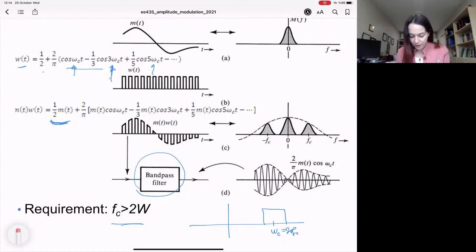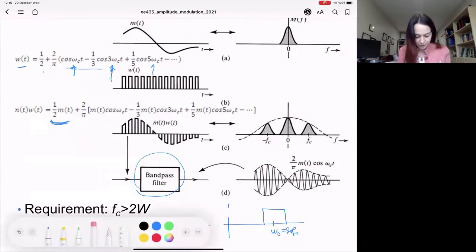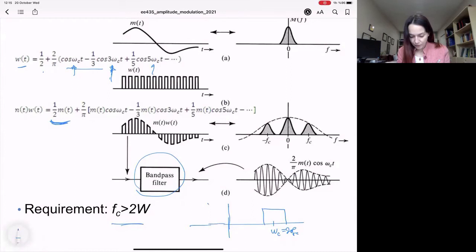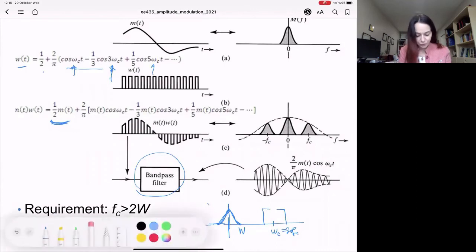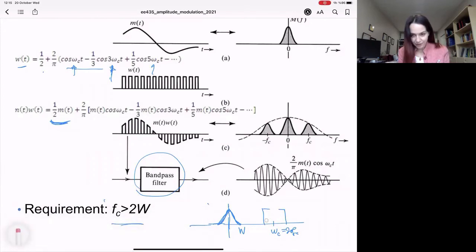So our signal is here. Again, the eraser. I don't understand why I'm getting the eraser all the time. So our message signal spectrum is here. And this is W. And when we filter, I have to take care of this problem. I have to somehow understand why. You see, I'm still getting the eraser.